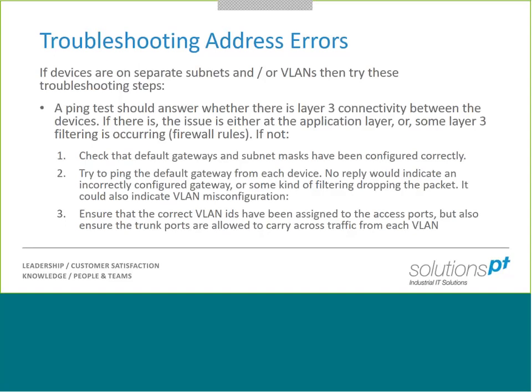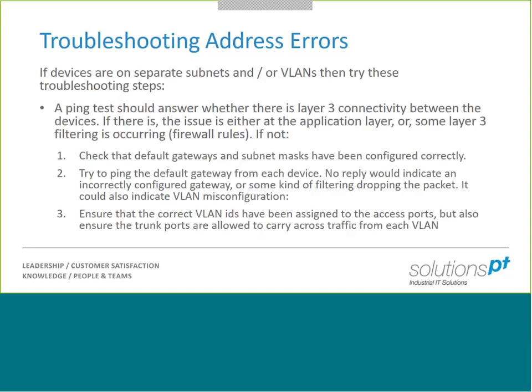Try pinging your default gateway. If you don't get a reply, you're never going to be able to talk to anything outside of your network, so that's most likely where your problem lies. You've perhaps misconfigured your default gateway, or your default gateway is off or not configured correctly. So no reply would indicate an incorrectly configured gateway, or perhaps some kind of filtering going on that's dropping the packet, or even a VLAN misconfiguration, which comes on to step 3.